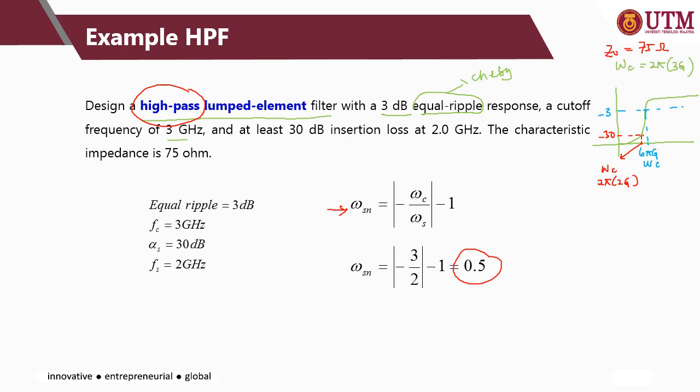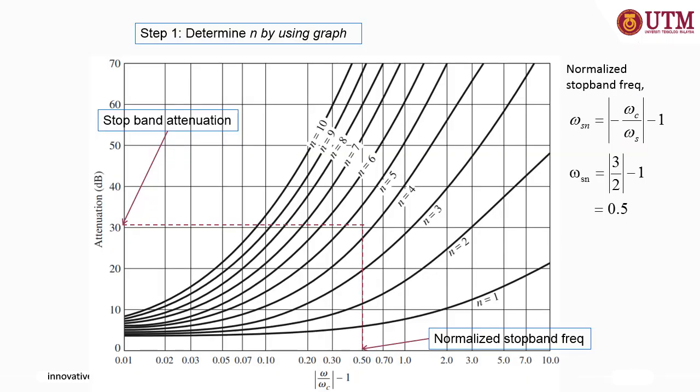Okay, next, refer to the graph. So omega Sn equals 0.5, here is your omega Sn equal to 0.5. And then the gain given is 30 dB from the question. Alright, then you get your N in between 4 and 5. Obviously, you have to choose N equal to 5.